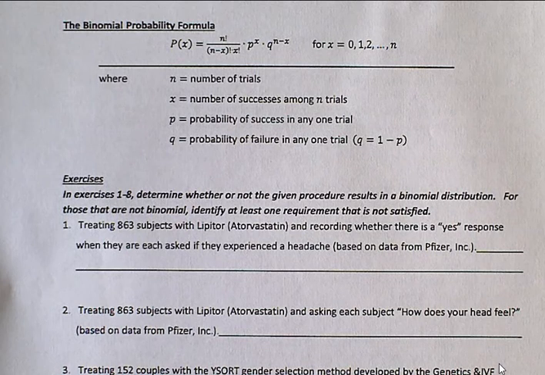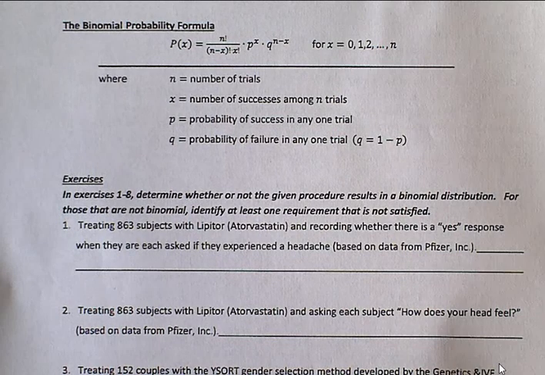Okay, so in the exercises, it's going to start right off. Determine whether or not the given procedure results in a binomial distribution. For those that are not, identify at least one requirement. Don't worry about doing that part. All I want you to do is write down binomial or not binomial. Okay, so number 4 is my first problem here.